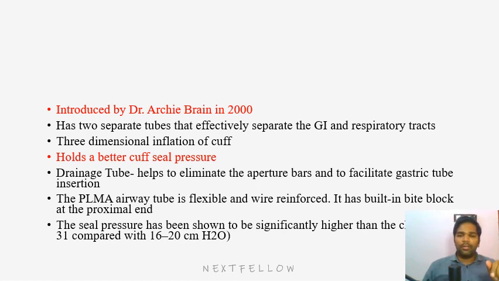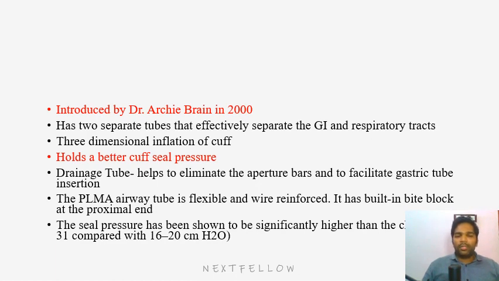Three-dimensional cuff. One thing I forgot to tell you, this ProSeal LMA has a three-dimensional cuff. That is, the cuff is not only in the front, in the back also there is a cuff. So it gives a much better sealing pressure and much better leak pressure. That is why it is used for positive pressure ventilation also. And we have a drainage tube.